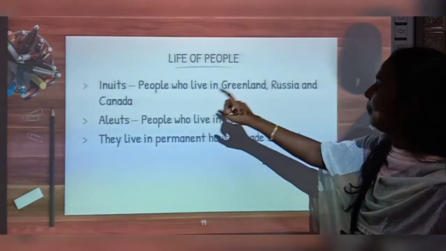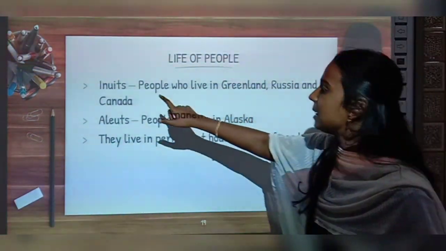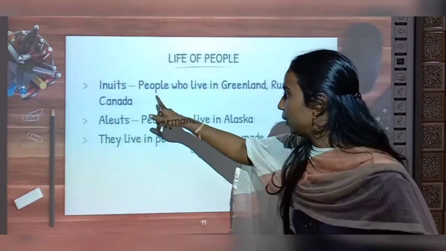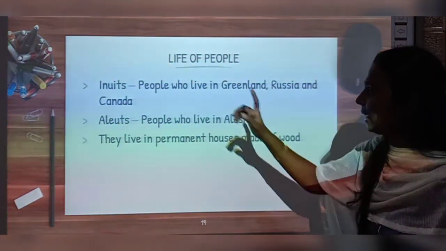And then see, the people who live in Greenland, Russia and Canada, we will call them Inuits. People who live in Greenland, Russia and Canada are known as Inuits.